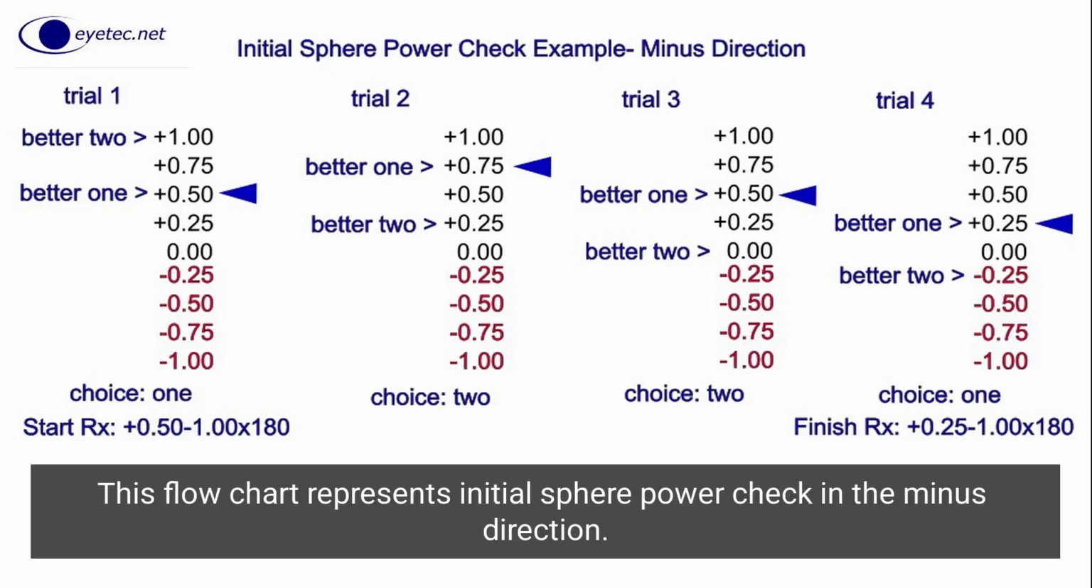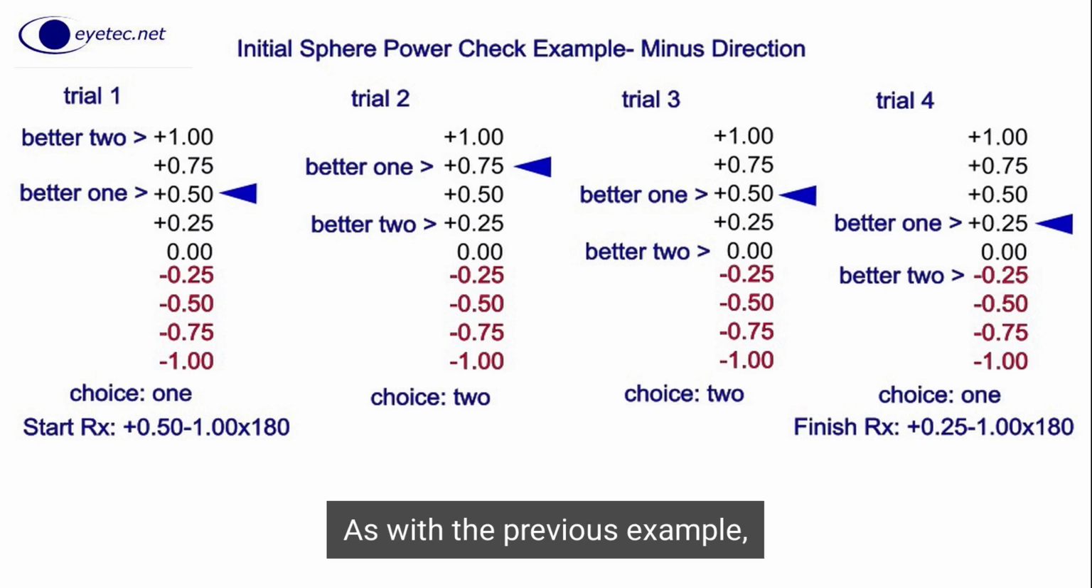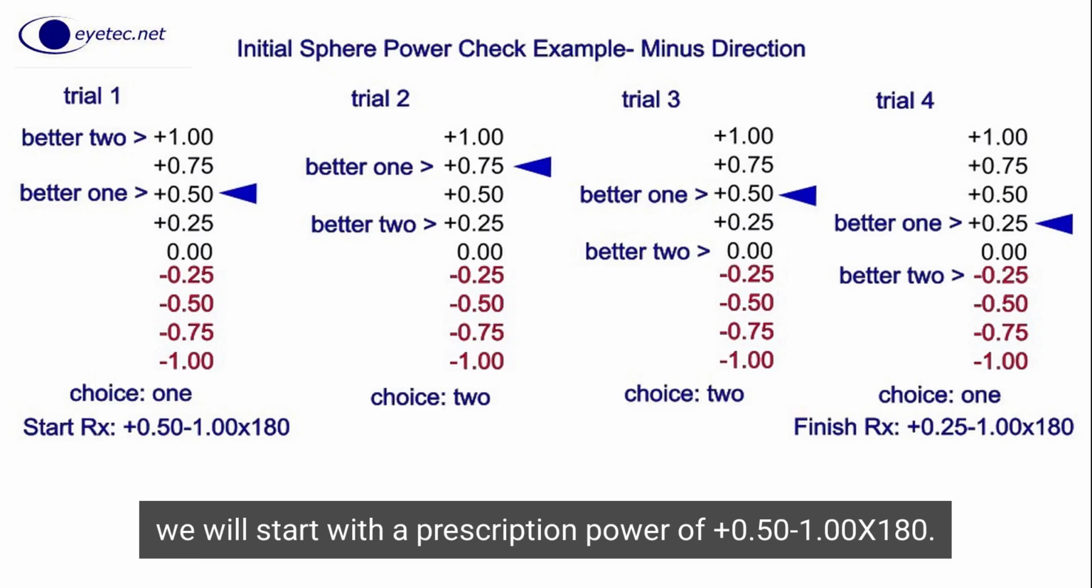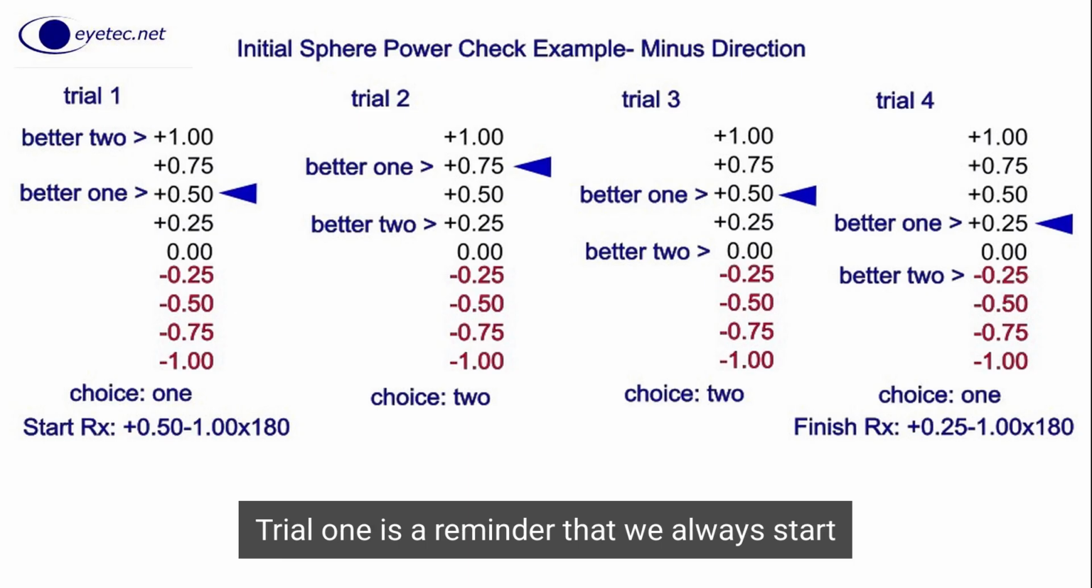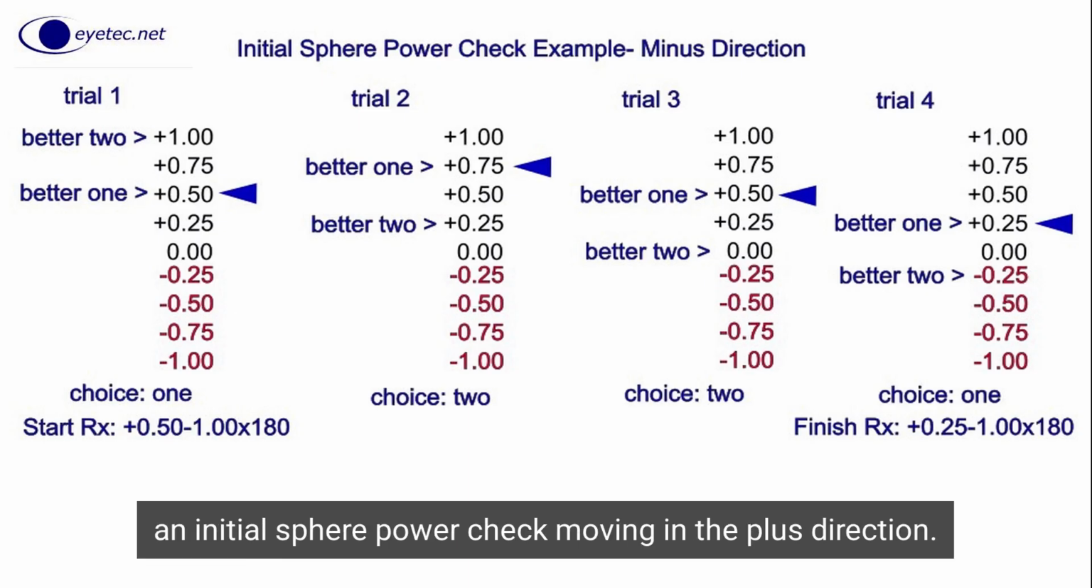This flowchart represents an initial sphere power check in the minus direction. As with the previous example, we will start with a prescription power of plus 50-1 at axis 180. Trial 1 is a reminder that we always start an initial sphere power check moving in the plus direction.